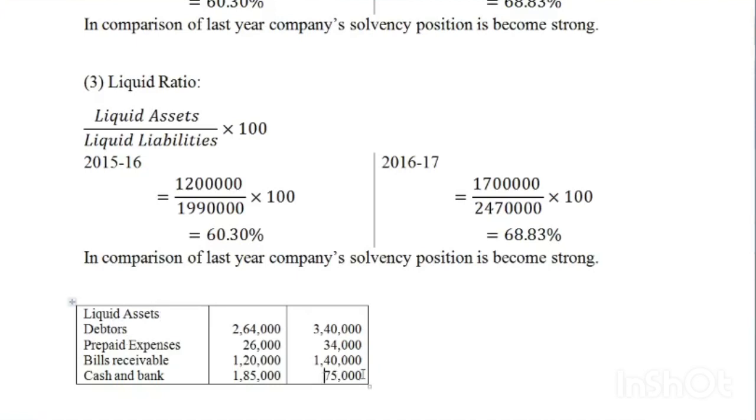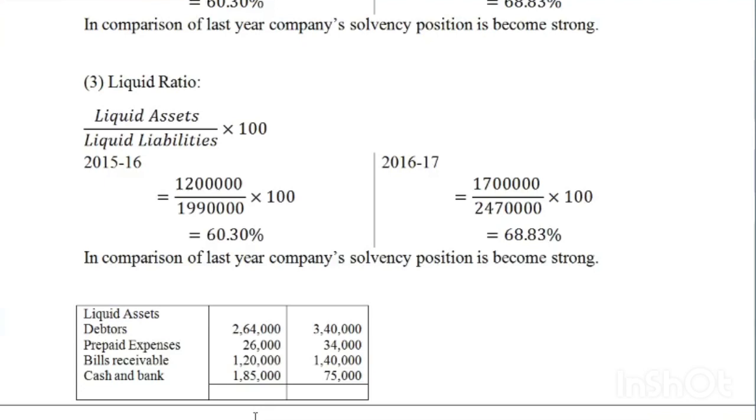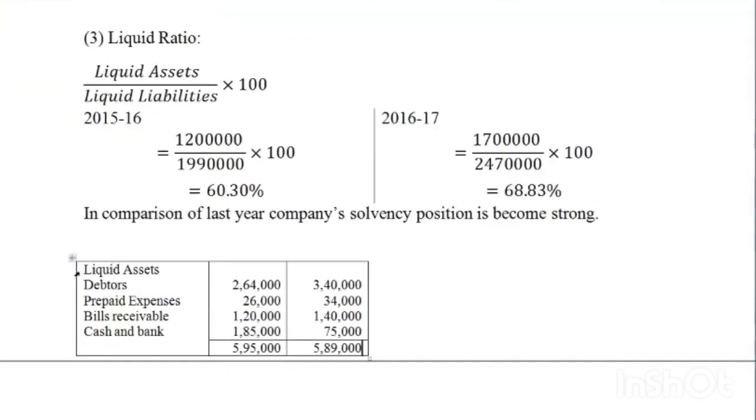Okay, what is the total of it? 5 lakh 95,000, that is 5,95,000. Second amount, 5,89,000. Okay. In the same way, calculate liquid liabilities.